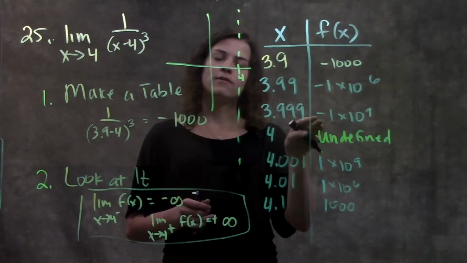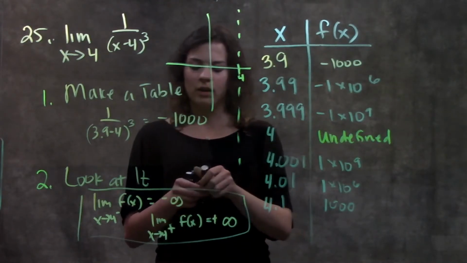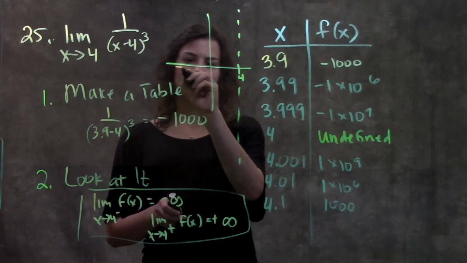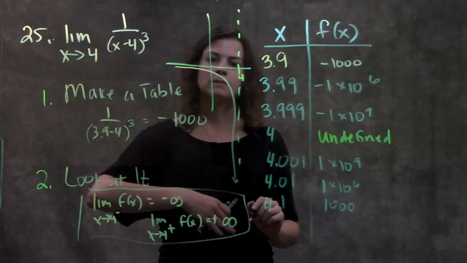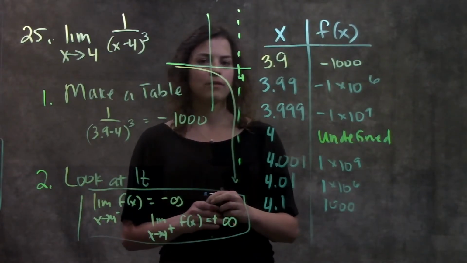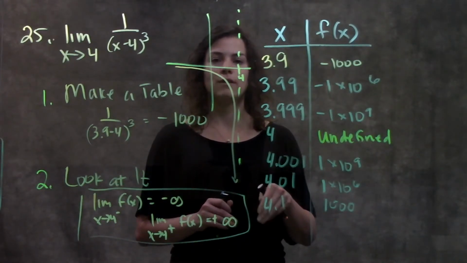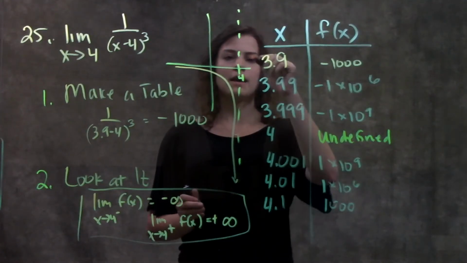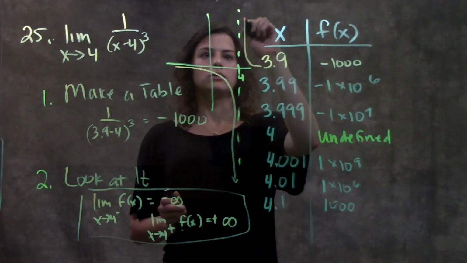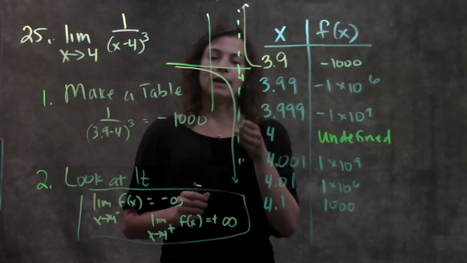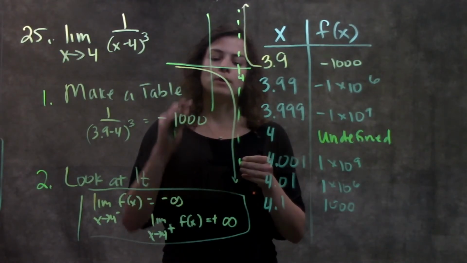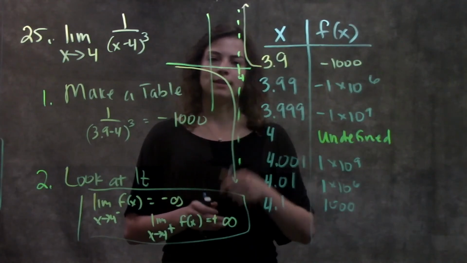From the left-hand side, our values are getting infinitely smaller. So that's going to look something like this. It's about to hug the vertical asymptote. It's getting really, really close to it, but never actually touches it. It goes on down for infinity. And from the right-hand side, we're getting infinitely larger, so it's going to be going this way up on the asymptote. So the limit at x equals 4 doesn't exist, but we do have a left-hand side and a right-hand side limit.